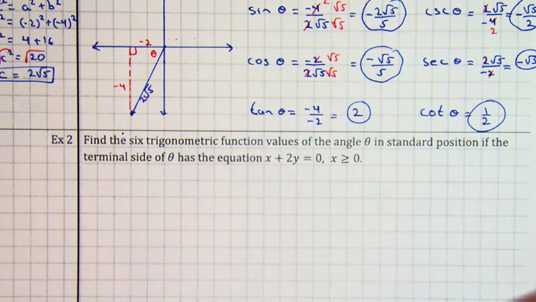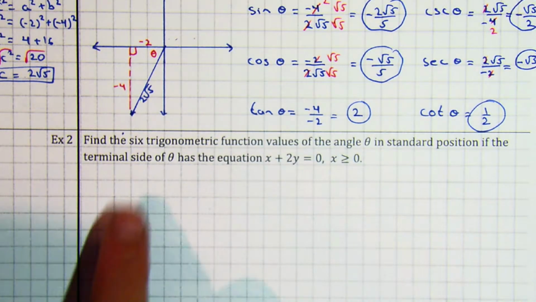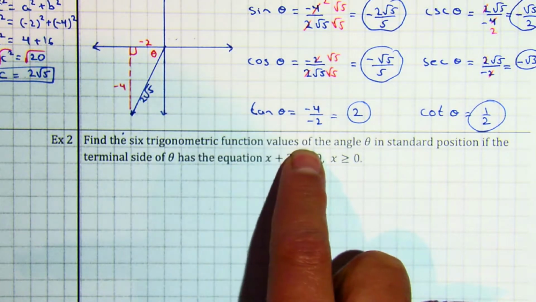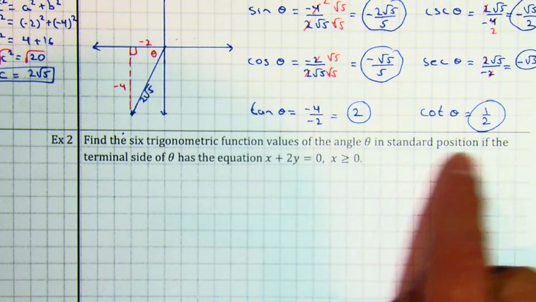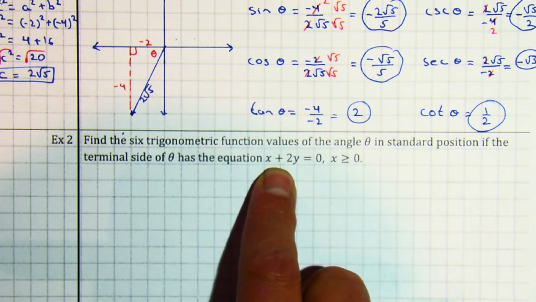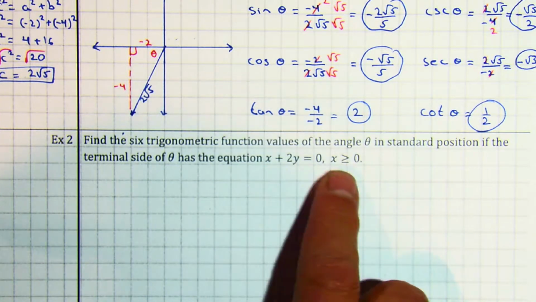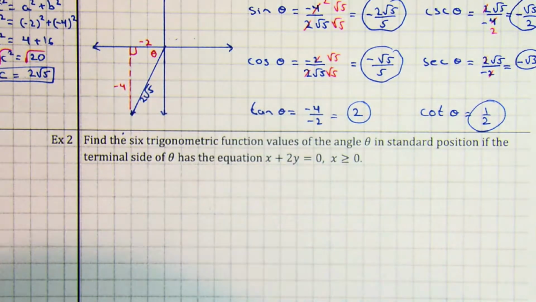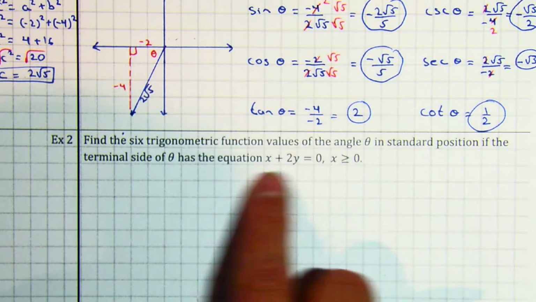Go and pause it if you need more time. So, the 6 trig functions: find the 6 trig function values of the angle theta in standard position if the terminal side of theta has an equation of x plus 2y equals 0, where x is greater than or equal to 0. So therefore, I need to be able to graph the following equation.